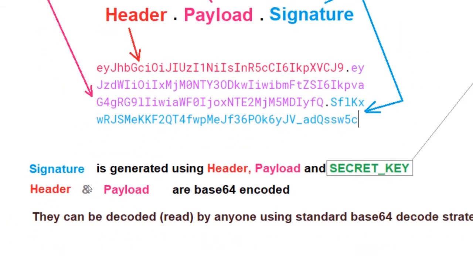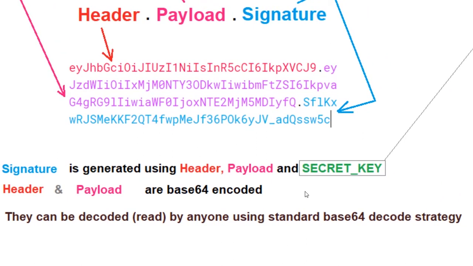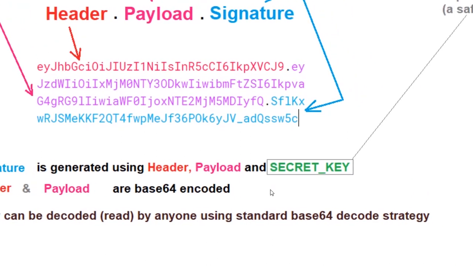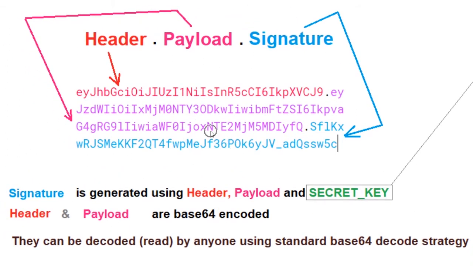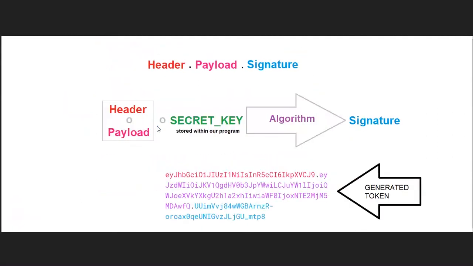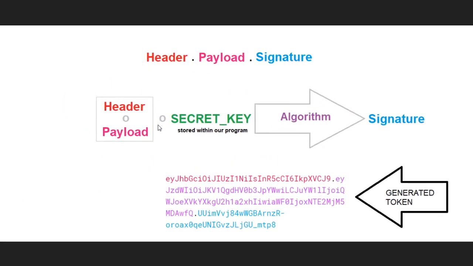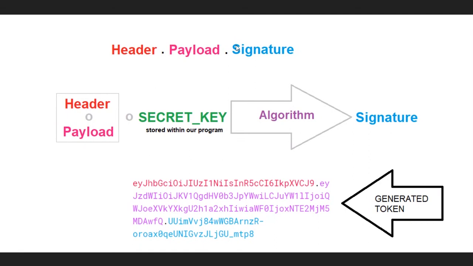Next part is the header and the payload are base 64 encoded. It means the header and the payload can be decoded or read by anyone using the standard base 64 decode strategy. So you have to note down that JWTs are not going to hide any information. They are just going to help you verify whether a token has expired or it has been tampered with or not.